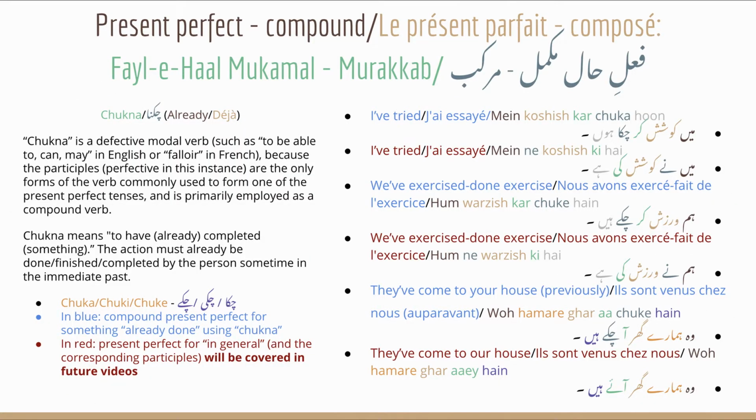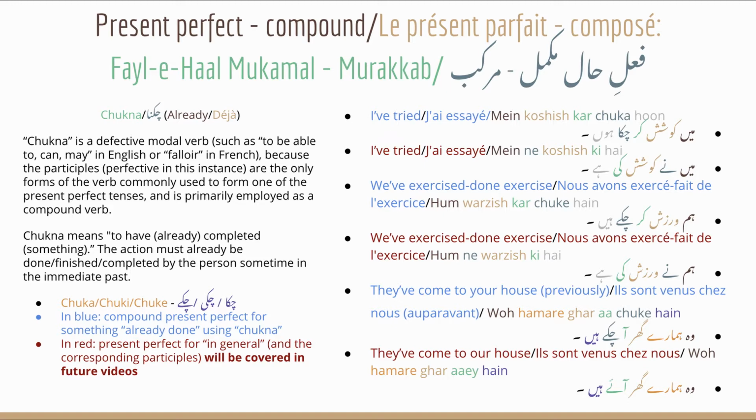Compound present perfect. फ़ेल हाल मुकम्मल मुरक्कब. Also, just to note, I pronounced this word as markup previously, but I looked it up and it's actually pronounced murakkab. So it's spelled the same way in Urdu, because in Urdu, short vowels aren't written, but long vowels are. And this word has no long vowels written. So this is pronounced murakkab, but marhab is also written the same way, and that means something different. So फ़ेल हाल मुकम्मल मुरक्कब.